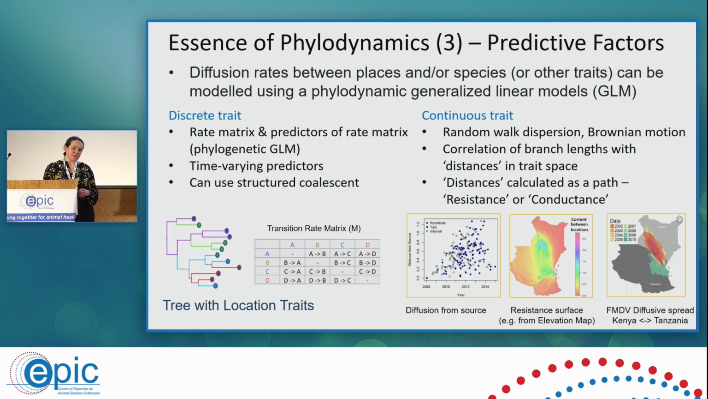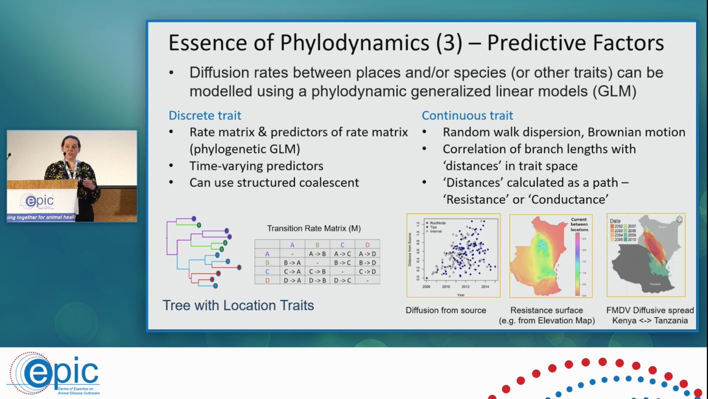But you can do more. So you see all these diffusion rates and diffusion patterns, and you're going to try and make sense of them. So what can you do? Well, you can use a thing called the phylogenetic generalized linear model. There are two forms of this. One form will work with a discrete trait. This could be a discrete location, like a country, or a host type. There, you're calculating the rate of going from one thing to another on the tree, and that is a rate matrix. What are the underlying predictors of this rate matrix? That is, what are the other underlying sets of matrices which could predict that matrix.